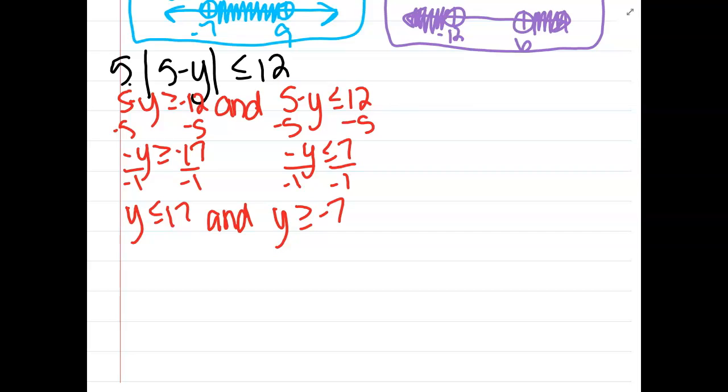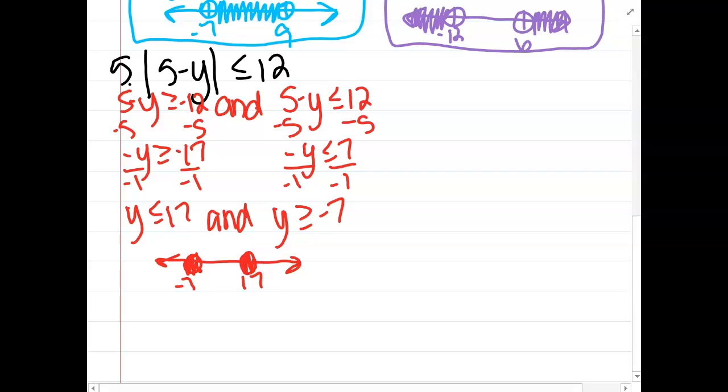Now anytime you have to flip the signs, just pay close attention to where your numbers are at. Because it's kind of worked out that I just put 17, negative 7, but that wouldn't be accurate, right? I got rid of the 5. See how that negative's still there? Okay, so make sure you put the numbers in the correct order. The negative 7 is going to be on the left, and 17 is going to be on the right. These are equal to's, so we'll use closed dots.